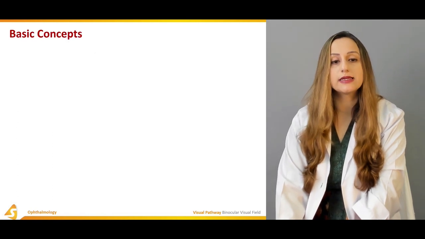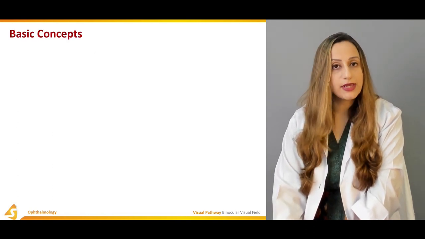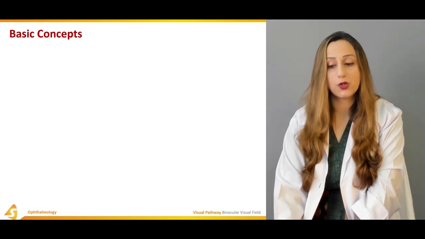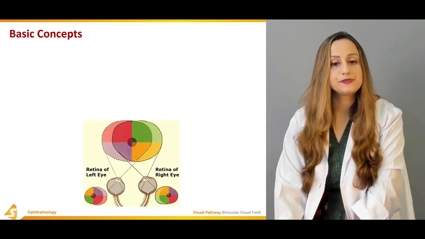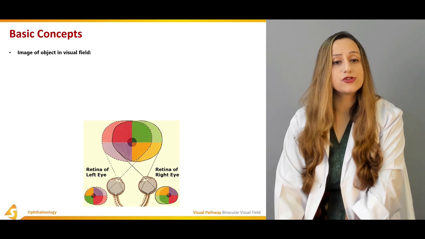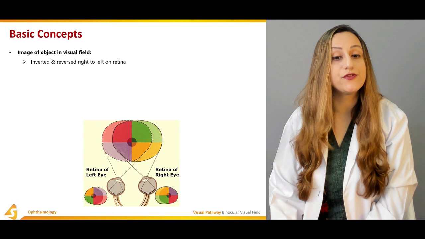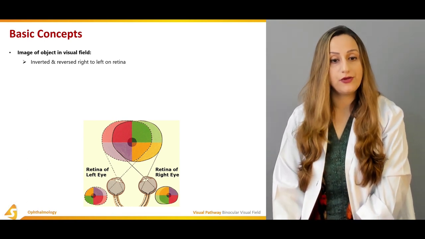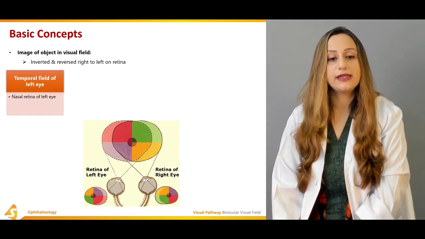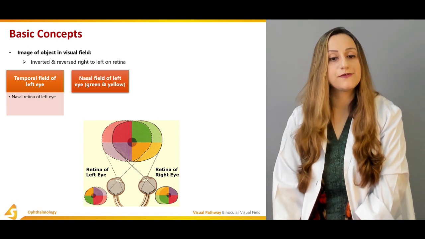So this is how you basically demonstrate the visual field effects in an easier way in a particular person. The basic concepts that are involved over here: the image of the object in the visual field is inverted and reversed, right to left on the retina. Temporal field of the left eye, the nasal retina of the left eye is involved.